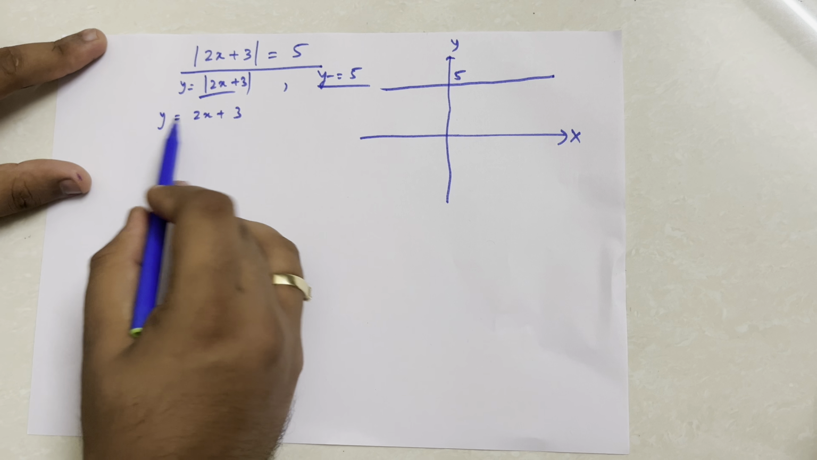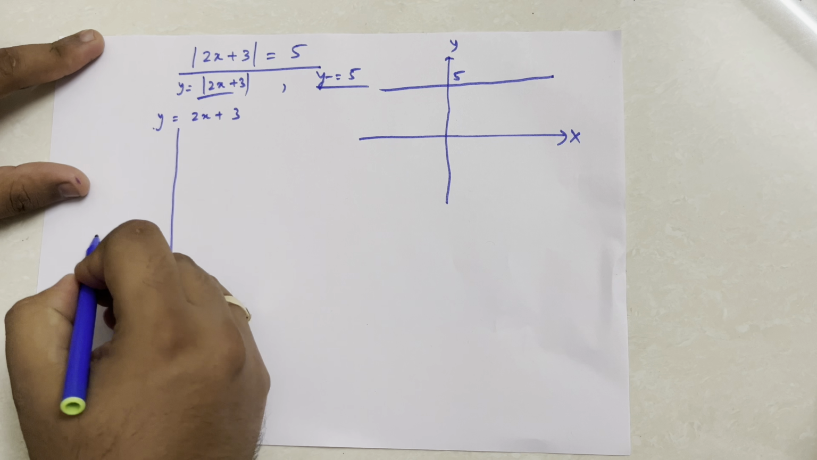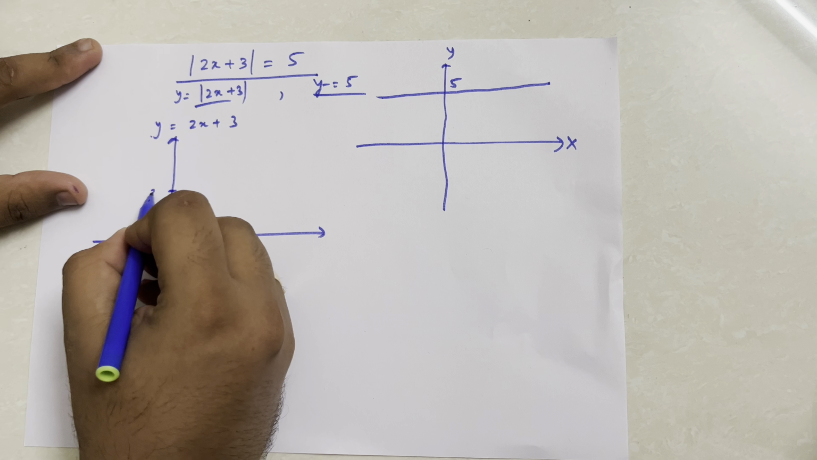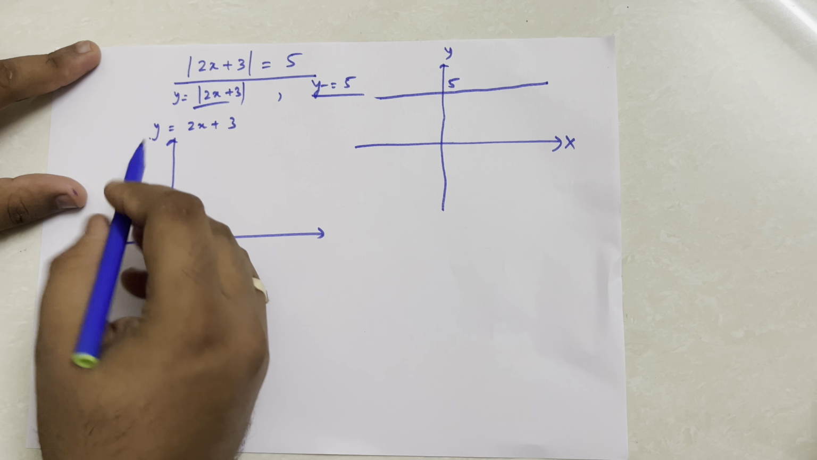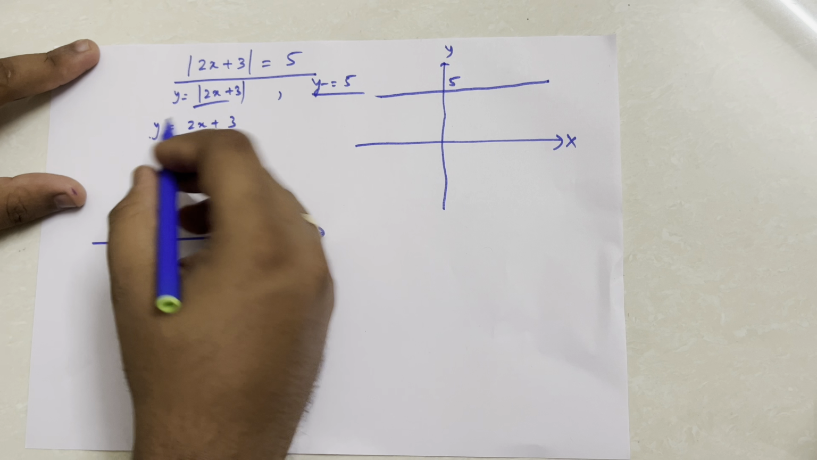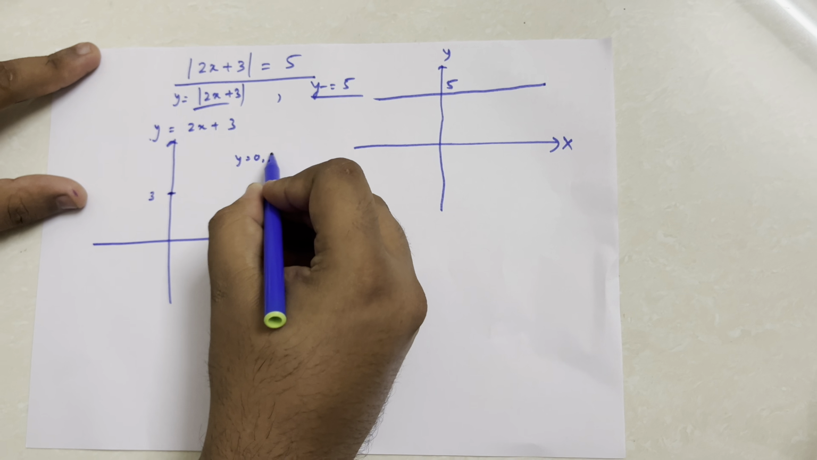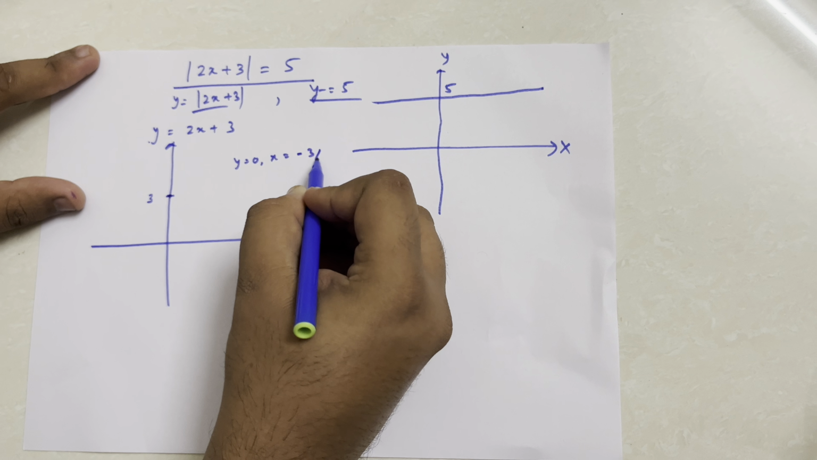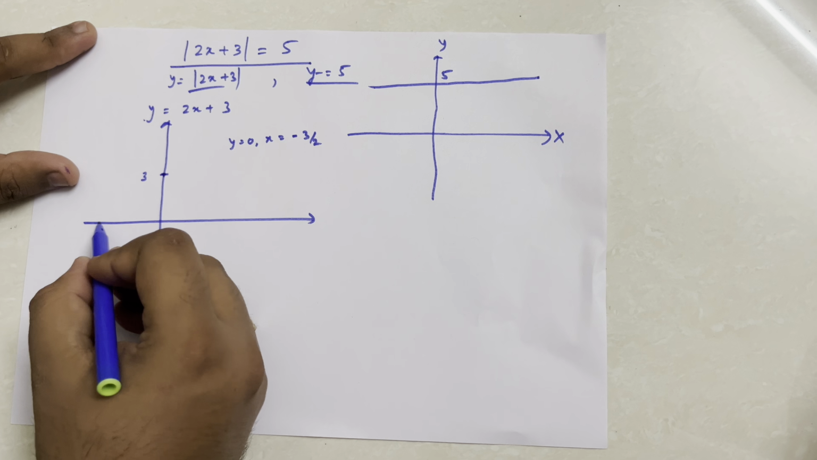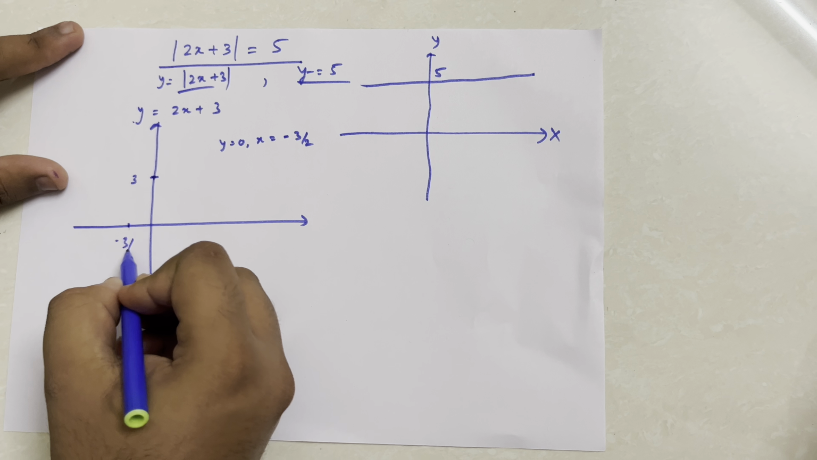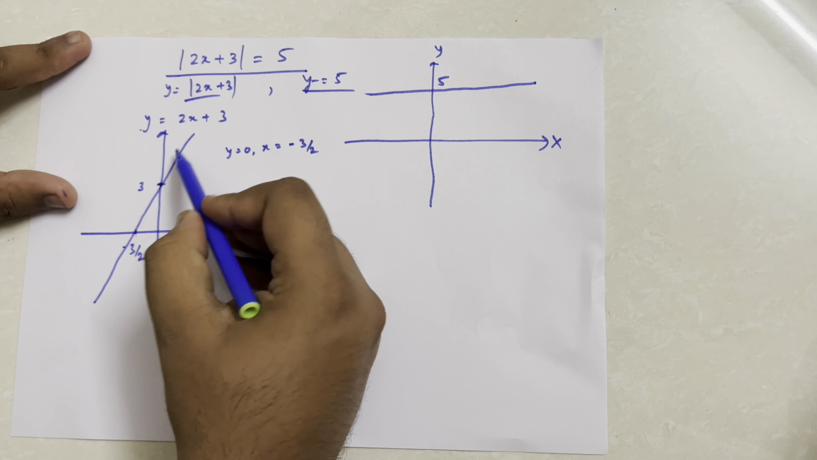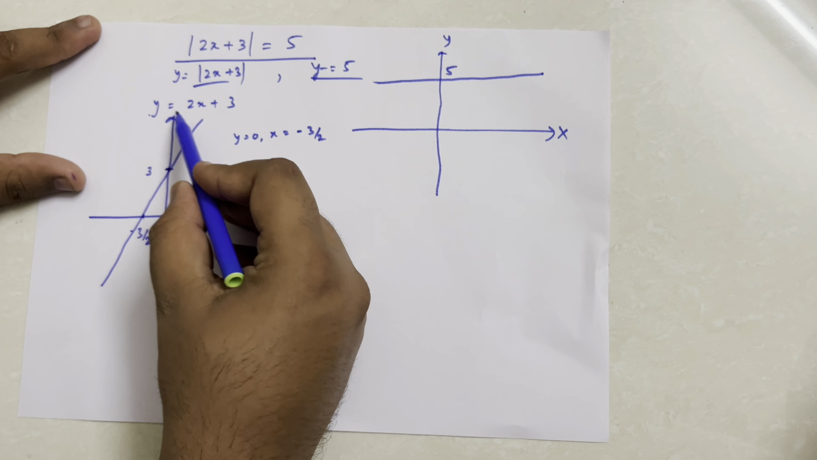If x is 0, y is 3. Simply I am plotting it over here. If x is 0, y is what? Y is 3. This is one point. If y is 0, x is how much? Y is 0. X will be minus 3 by 2. This 3 will go this side, so minus 3 by 2. So here it will be somewhere at minus 3 by 2, 1.5. So this is the line for y is equal to 2x plus 3.